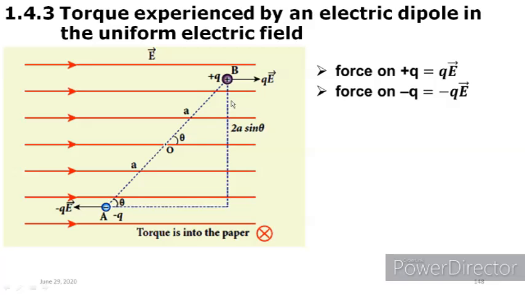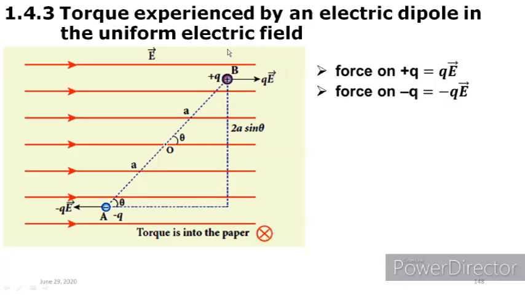First we will see what is the total force acting on the dipole. Whenever a charge is placed in a field, it will experience a force. Now here we have two charges. Plus q will experience a force qE, and minus q will experience a force minus qE. Therefore, the total force acting on the dipole will be qE minus qE, that is equal to 0.